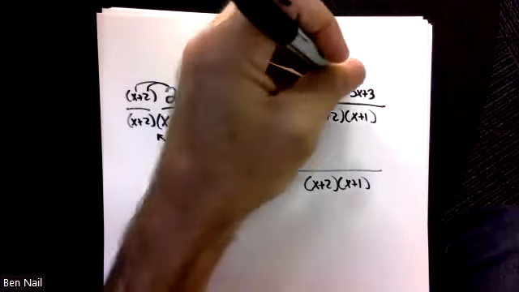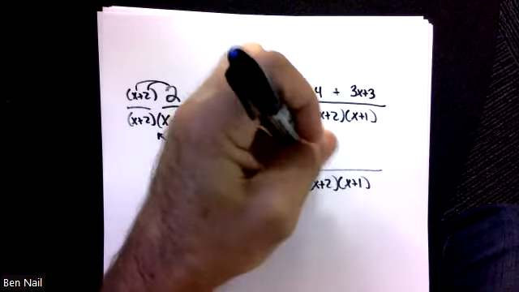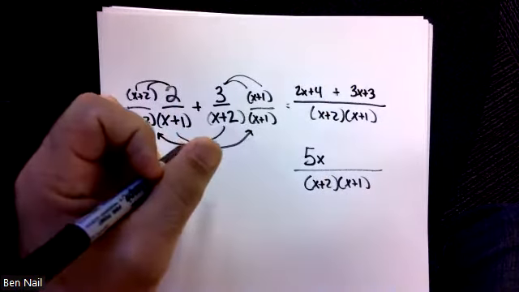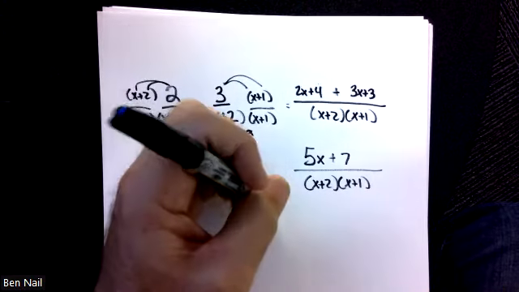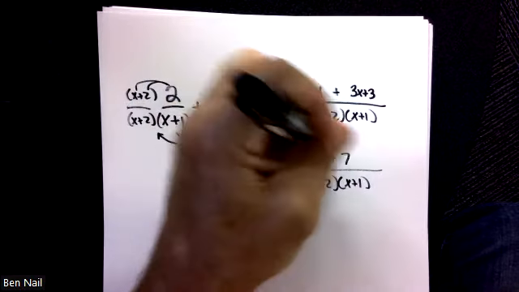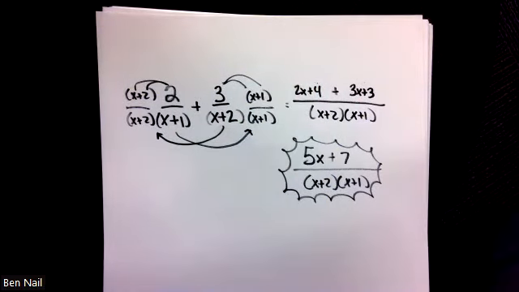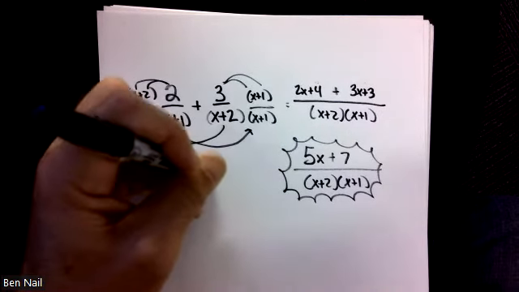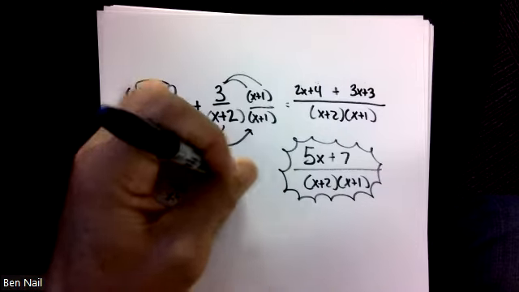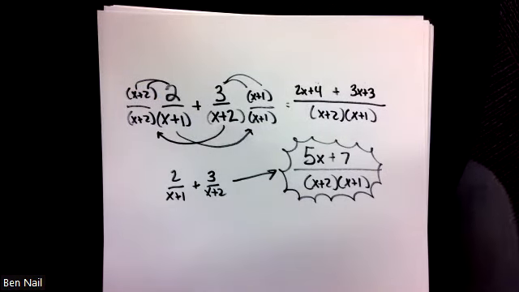But we do have like terms that we can combine from our numerator. For example, 2x plus 3x is 5x. You can also combine positive 4 and positive 3, which is positive 7. And then this is my finished answer. So 2 over x plus 1 plus 3 over x plus 2, our original problem, equals 5x plus 7 over the quantity x plus 2 times x plus 1.